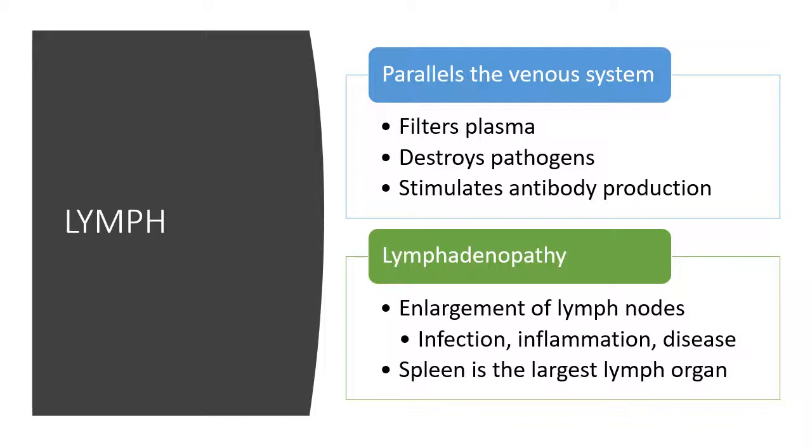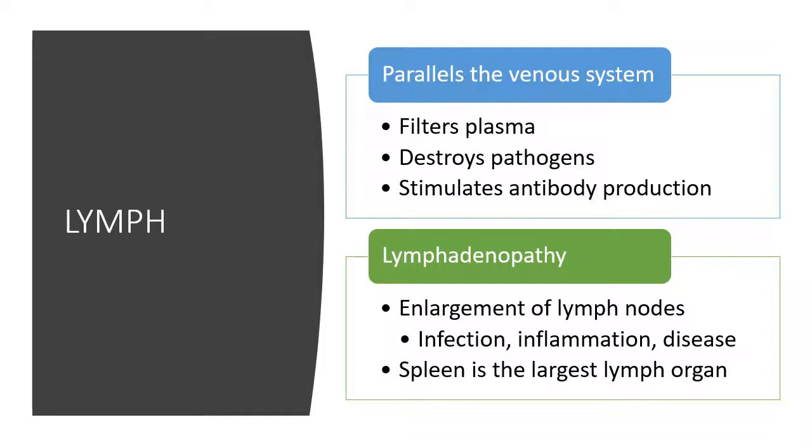The lymph system parallels the venous system. It filters the plasma that returns from the vasculature, destroying any pathogens that have been picked up in the interstitial spaces, and it stimulates antibody production.